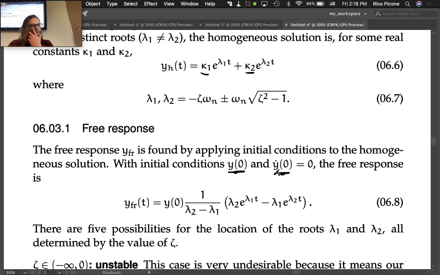Okay? So there are 5 possibilities here. Notice that lambda 1 and lambda 2 have this form of equation 6.7 that can take on a lot of different values. The things that we care about are the roots of our characteristic equation. Remember, they're in general complex, right? So you can have completely real, completely imaginary, or some mixture of those two, so complex values of the roots of your characteristic equation. And that's one of the aspects that's going to determine what the transient response looks like, okay?